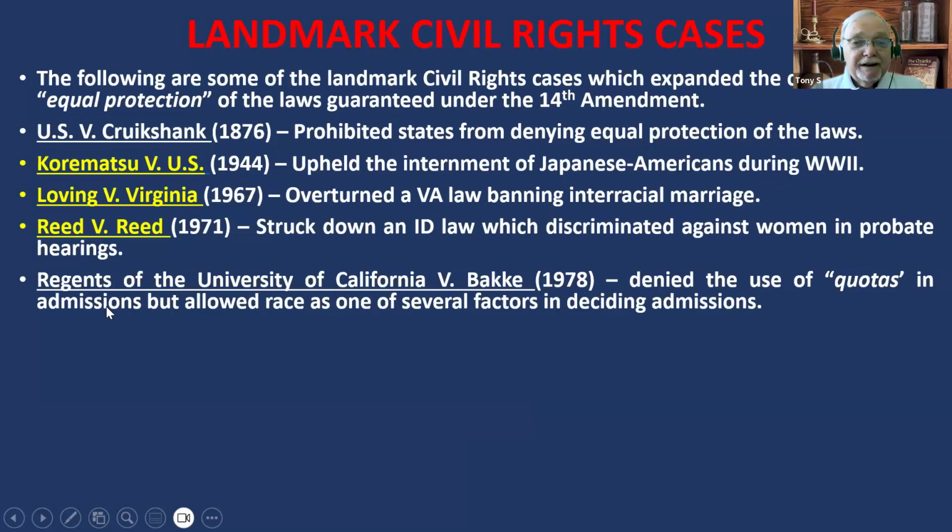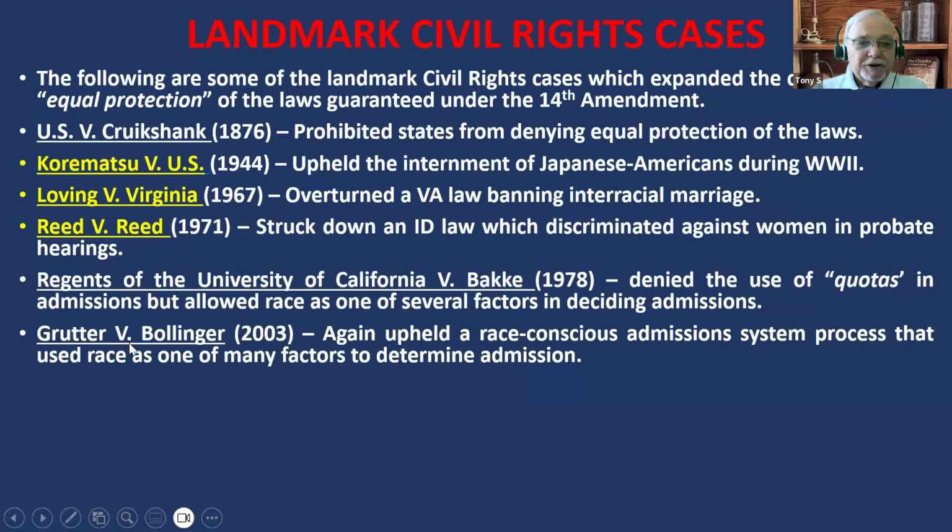So, Reed versus Reed. Then in 1978, there was a case of what was called reverse discrimination. A man by the name of Bakke sued the University of California because they had established what was called a quota system, where they said, when we admit people into our university, we are going to admit a certain number of people of different races, 7%, 10%. And the Supreme Court came back and ruled against that. They said, you can make race one factor in deciding admissions, but you cannot mandate quotas. Quotas are illegal. Of course, there's all sorts of ways to get around that. Grutter versus Bollinger, 2003, again upheld race-conscious admission systems that use race as one of many factors to determine admission.